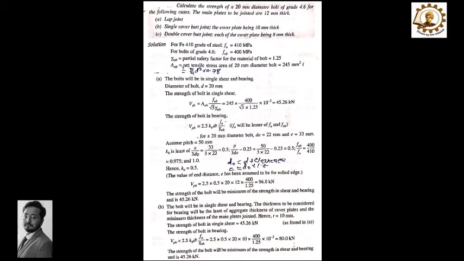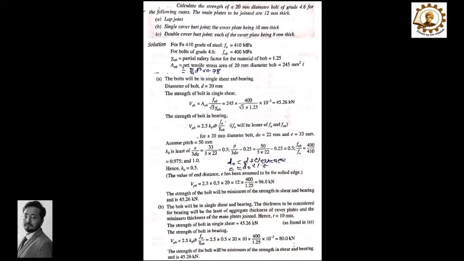So among the shear strength value and the bearing strength value, the lesser amount is the shear strength value, that is 45.26 kilonewton. So the strength of the bolt will be the minimum of the strength in shear and bearing, that is 45.26 kilonewton, or we can say this is the bolt value of this bolt for this connection.